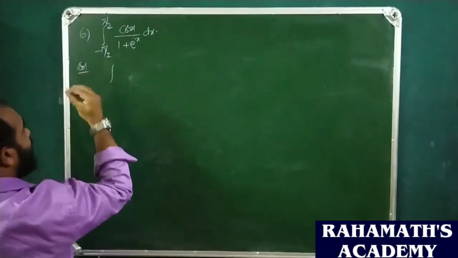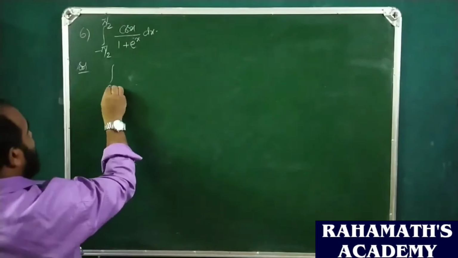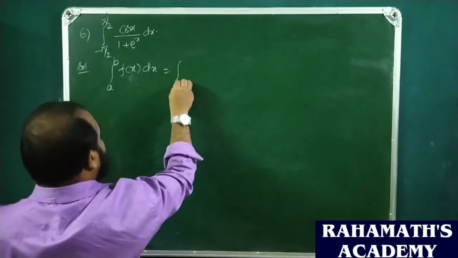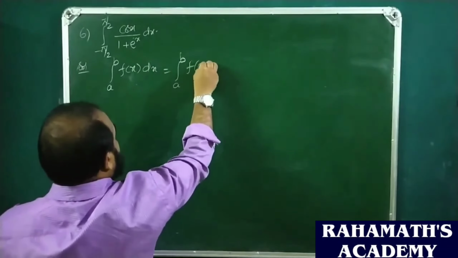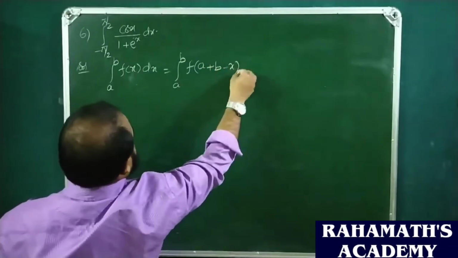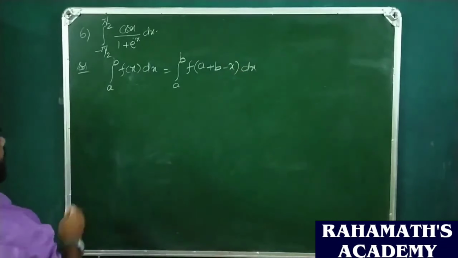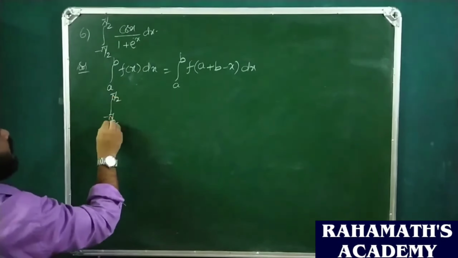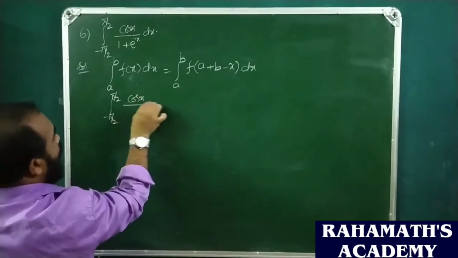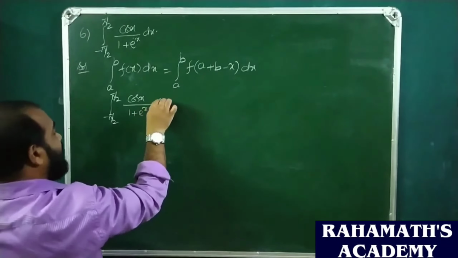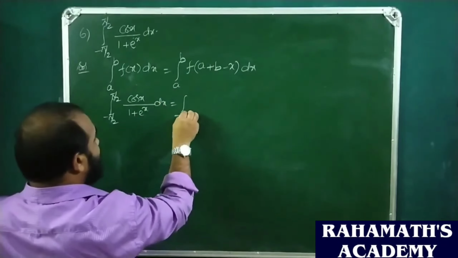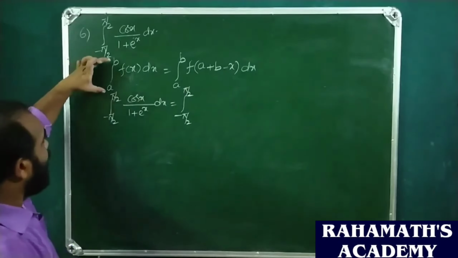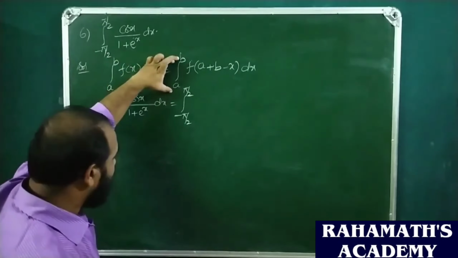So we have another property: integral a to b f of x dx is equal to integral a to b f of (a plus b minus x) dx. So using this property, integral from minus pi by 2 to pi by 2 of cos x by (1 plus e power x) dx is equal to integral from minus pi by 2 to pi by 2.